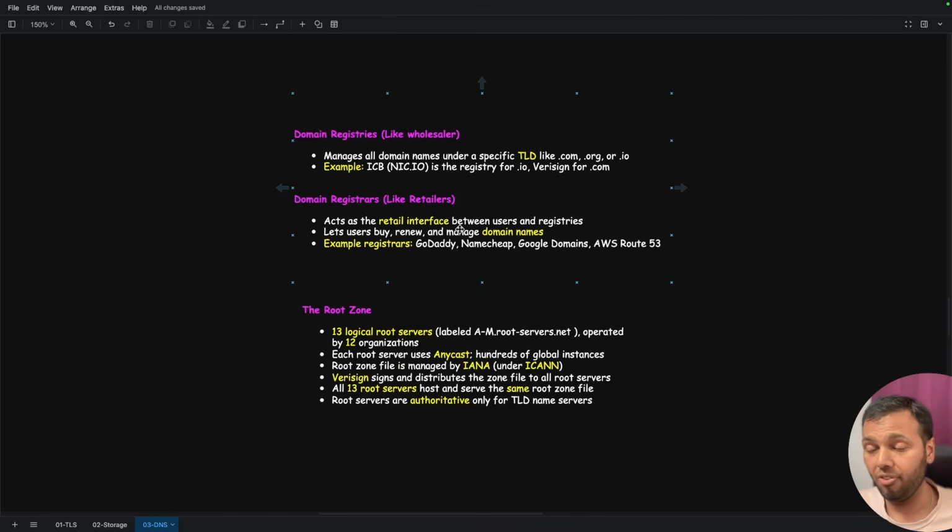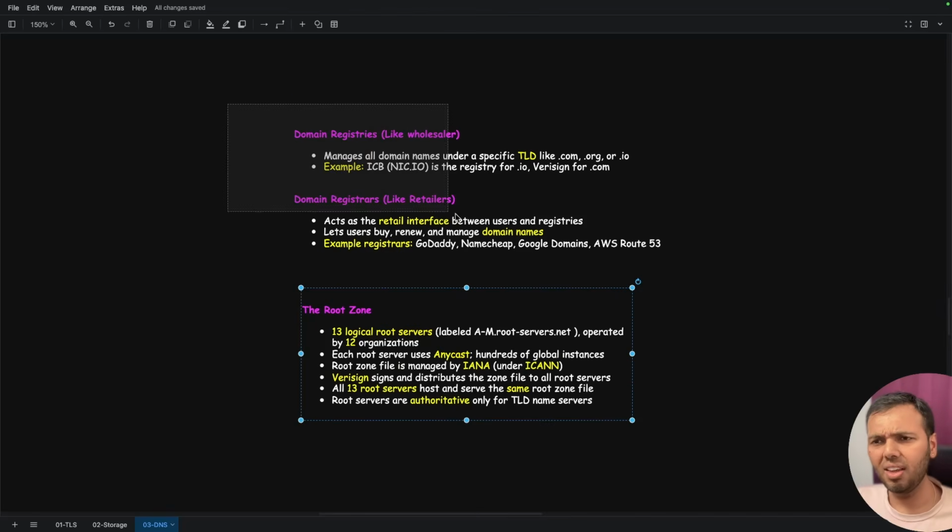So for example, if Varun wants to register cloudwithvarjosh.io, then Varun will reach out to a domain registrar like GoDaddy, and then GoDaddy will take that request forward with the registries. Now how that works we will see in the next screen, but for now just understand there are domain registrars who can help you with buying, renewing and managing domain names. Example registrars: GoDaddy, Namecheap, Google Domains, AWS's Route 53, and I'm sure you are thinking of more names in your head.